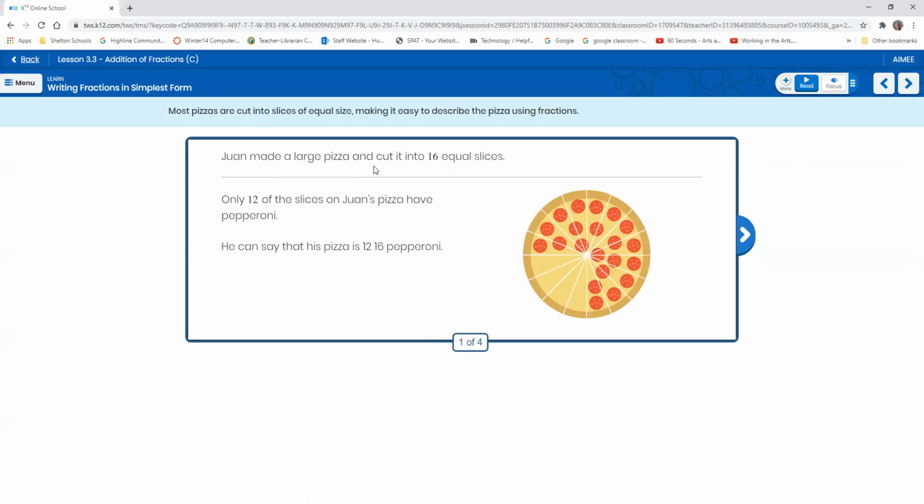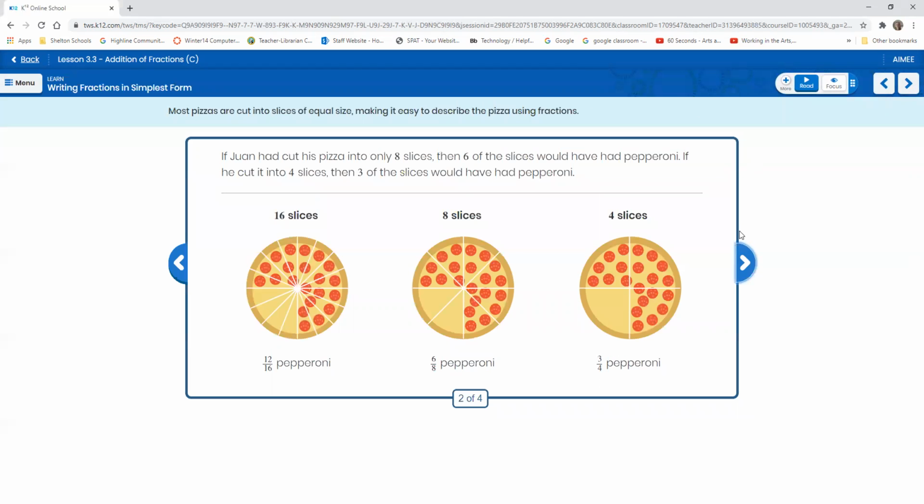Juan made a large pizza and cut it into 16 equal slices. Only 12 of the slices on Juan's pizza have pepperoni. He could say that his pizza is 12/16 pepperoni, or 12 out of 16 slices have pepperoni on them.